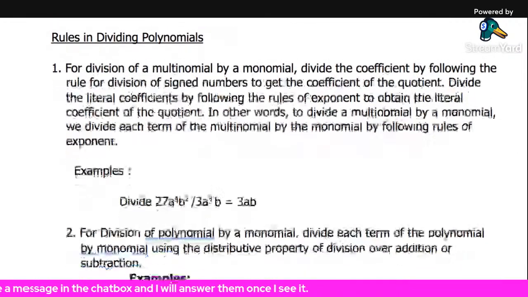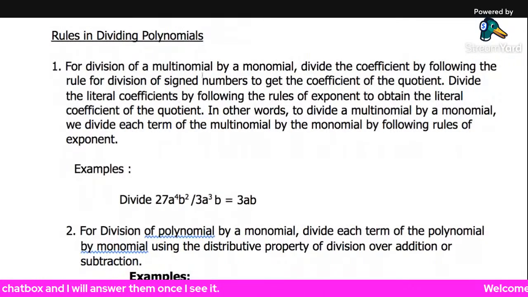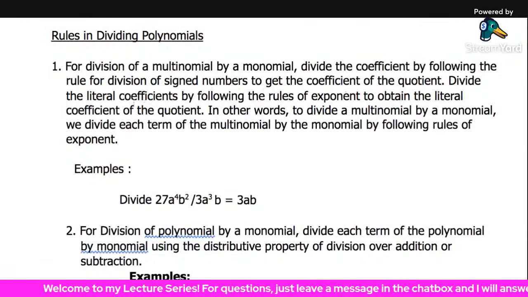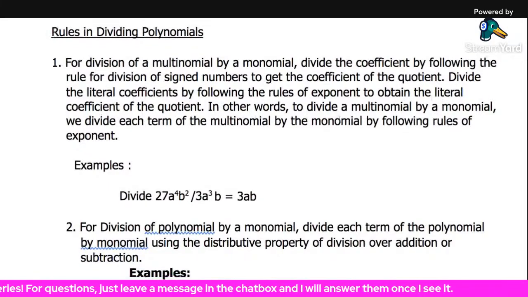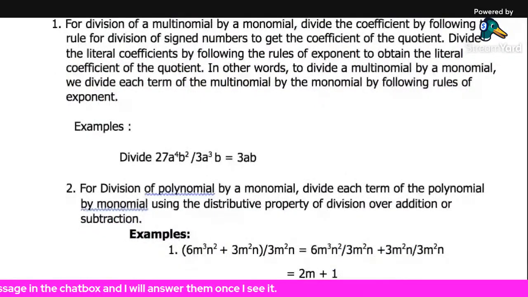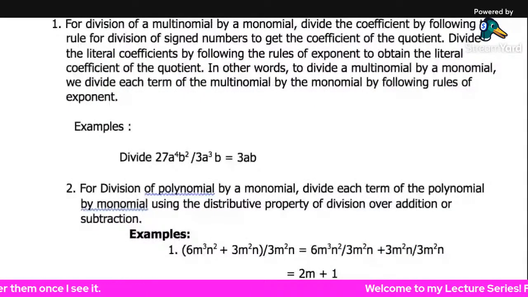We have some rules here for division of a multinomial by a monomial. Divide the coefficient by following the rule of division of signed numbers to get the coefficient of the quotient. Divide the literal coefficient by following the rules of exponent to obtain the literal coefficient of the quotient. In other words, to divide a multinomial by a monomial, we divide each term of the multinomial by the monomial by following the rules of exponents. So this is what it means.